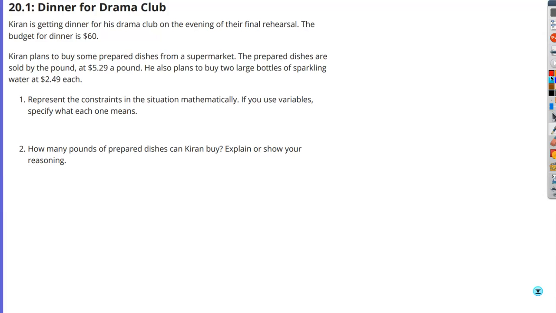Okay, so today we're just going to keep solving inequalities, guys. So that's the good news. We started solving inequalities the other day. We're going to keep that up. Okay, so let's look at this problem that we have.